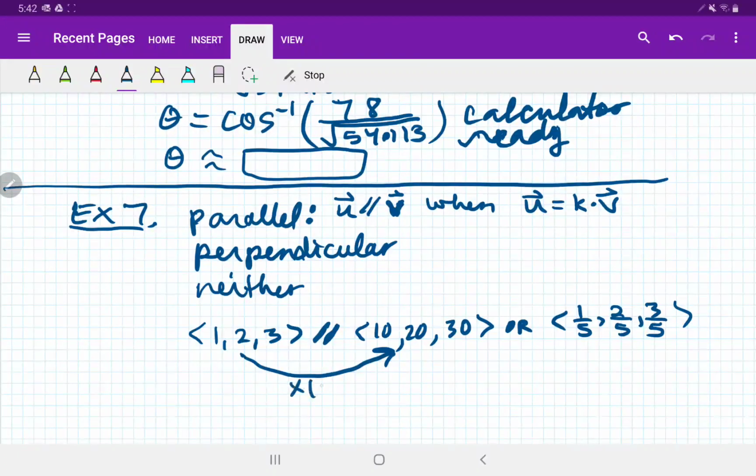I would say you multiply by 10. So your K is 10. Or what would you multiply this one by? I would say you multiply by 1/5. So that would be your K. It is possible to be negative.